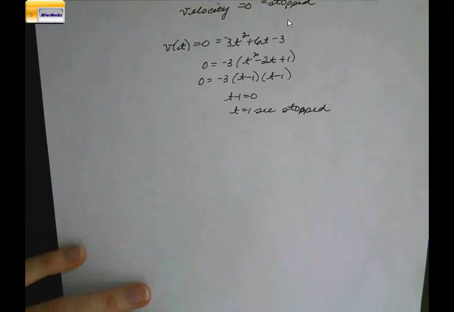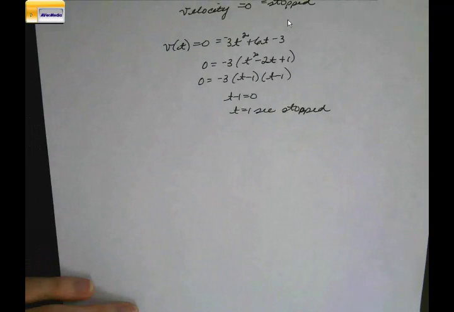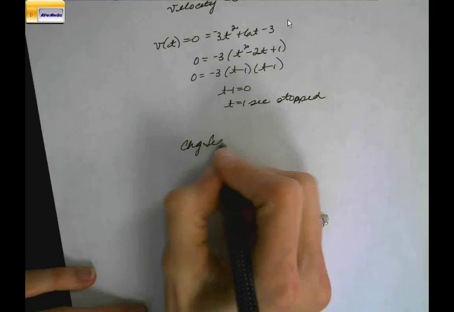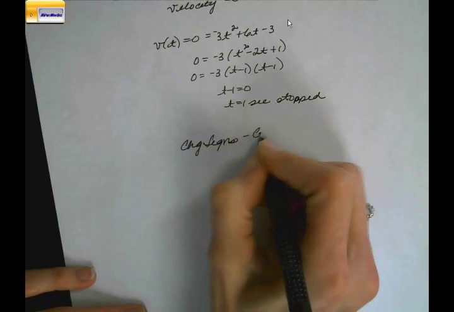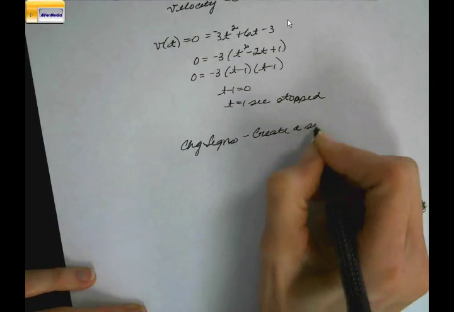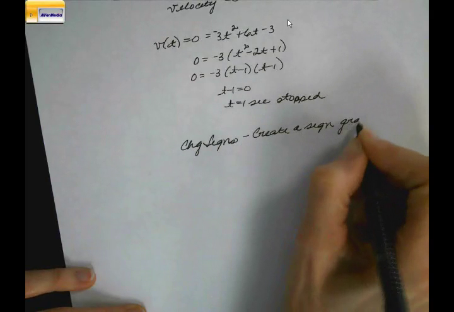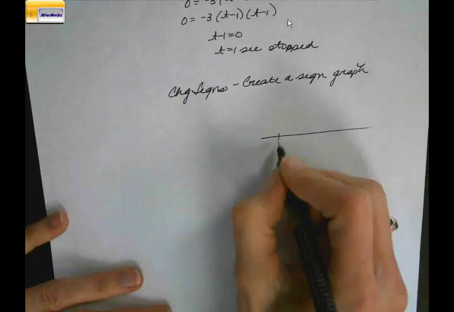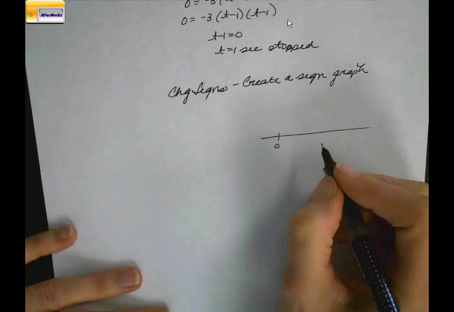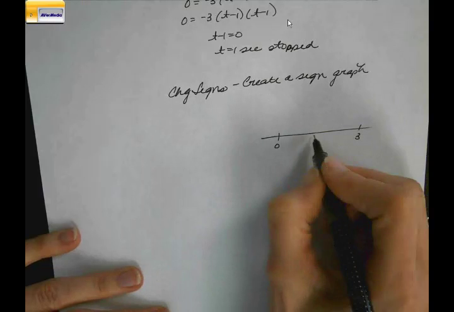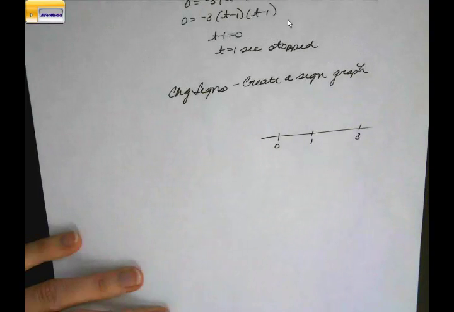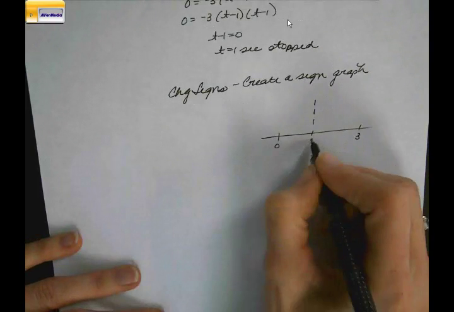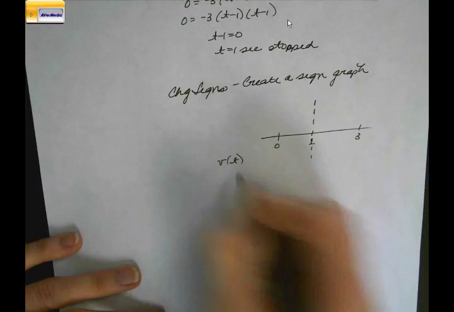Now, to determine if it changes signs, we need what we call a sign graph. And it's probably been a while since y'all made a sign graph. But to determine if it changes signs, I'm going to create one. I guess we did this in inequalities. Okay, so we've got time from 0 to 3, and we know that at 1 second, it stops. So right here, it stops. Velocity, that's at 1.